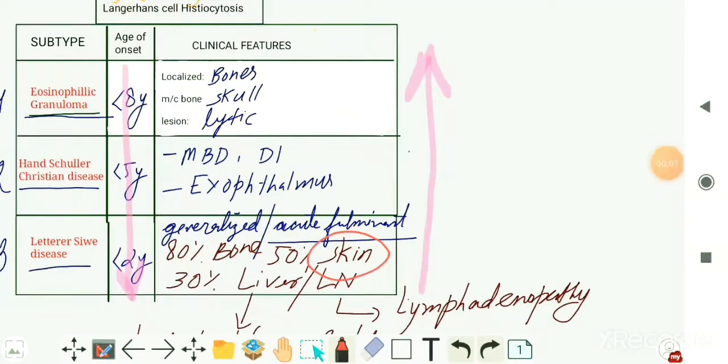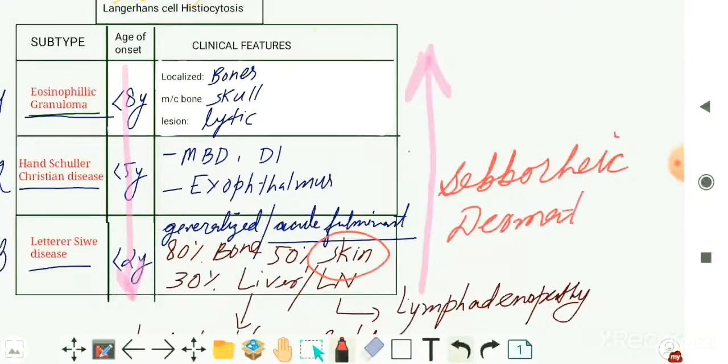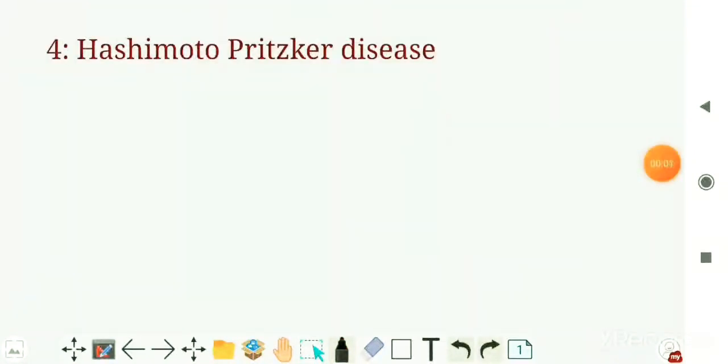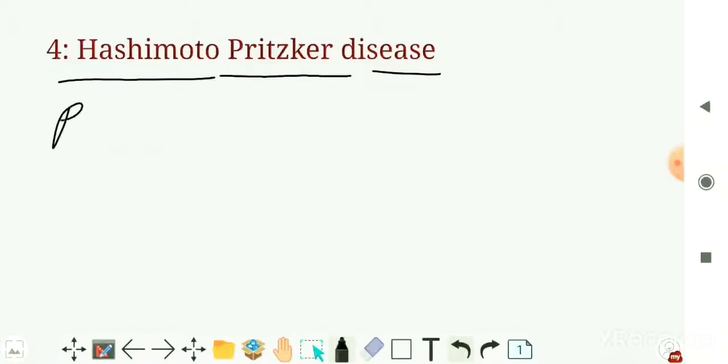The second manifestation which is seen in Langerhans cell histiocytosis is known as seborrheic dermatitis. It is a dermatitis over seborrheic areas where sebaceous glands are present. Now let's continue with another subtype of Langerhans cell histiocytosis which is known as Hashimoto-Pritzker disease. It's a rare condition and it's present since birth, and it is a self-limiting condition, which means it resolves on its own.